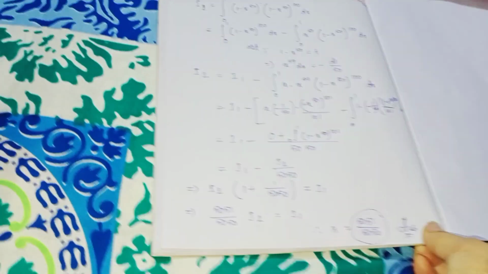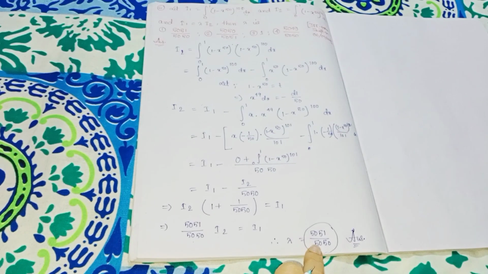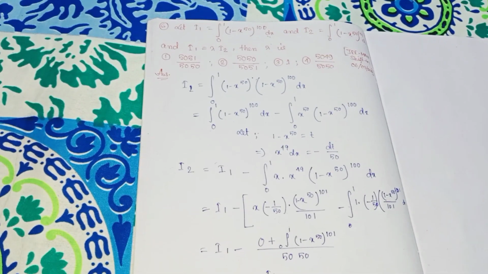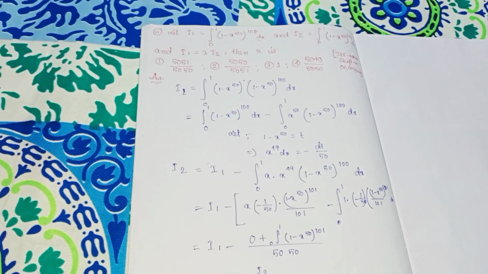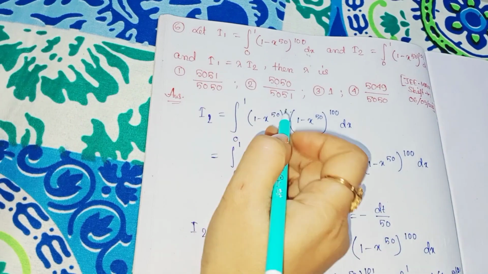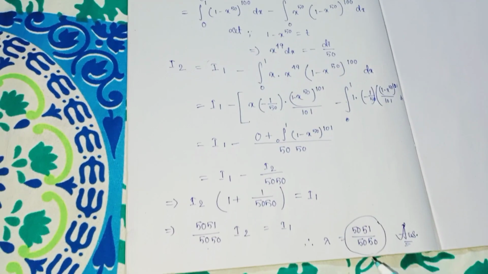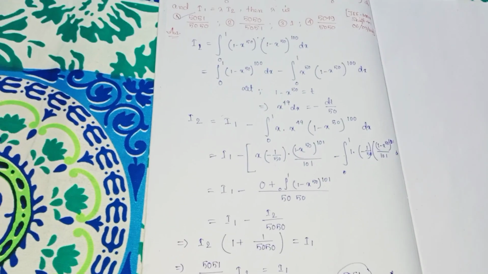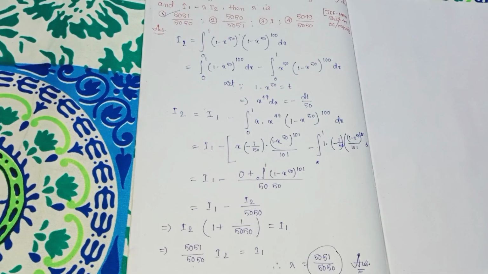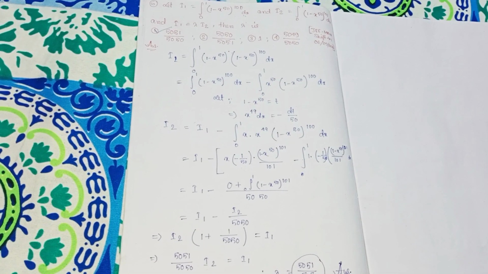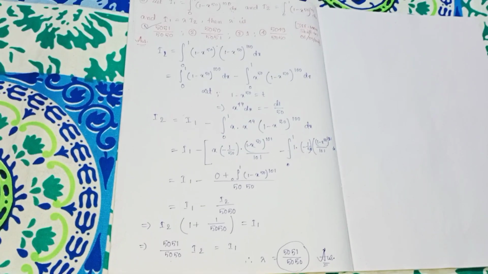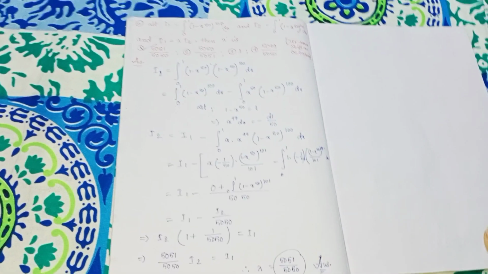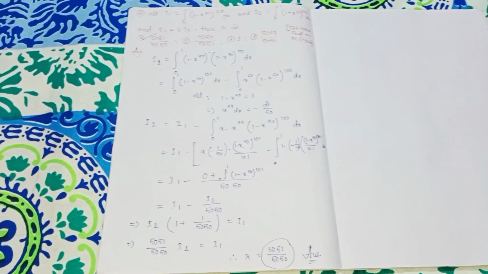The question asked: what is the value of lambda? So it is equal to 5051 by 5050. So our correct option is option 1, 5051 by 5050. Option 1 is our right choice. So here is the whole solution of some indefinite integral. I think it is not a JEE Main type question, it is a JEE Advanced type question.